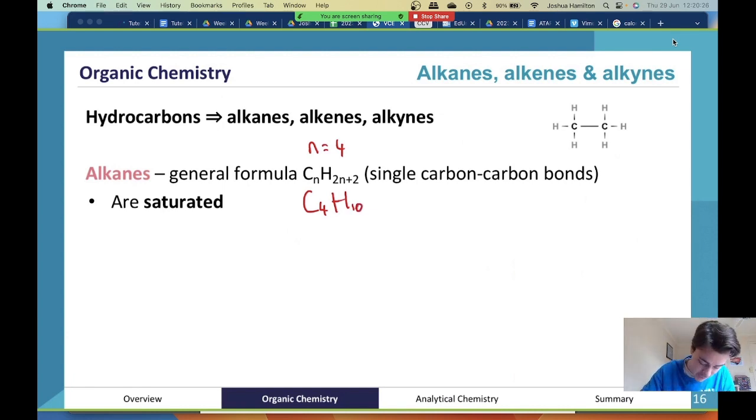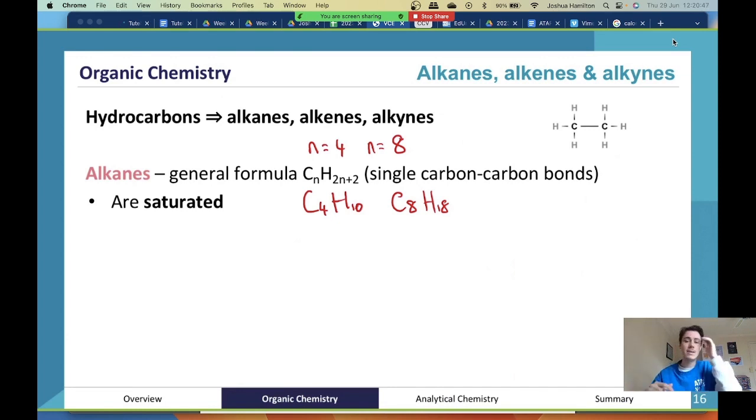Now, what if I had 8 carbons? Well, if I had N equals 8, I would have C8H18. So think of it as double plus 2. You're going to have double the carbons in hydrogens, plus 2. Now, that's the general formula. That's all single bonds. We refer to this as saturated. Really important, that is what we refer to it as, saturated.